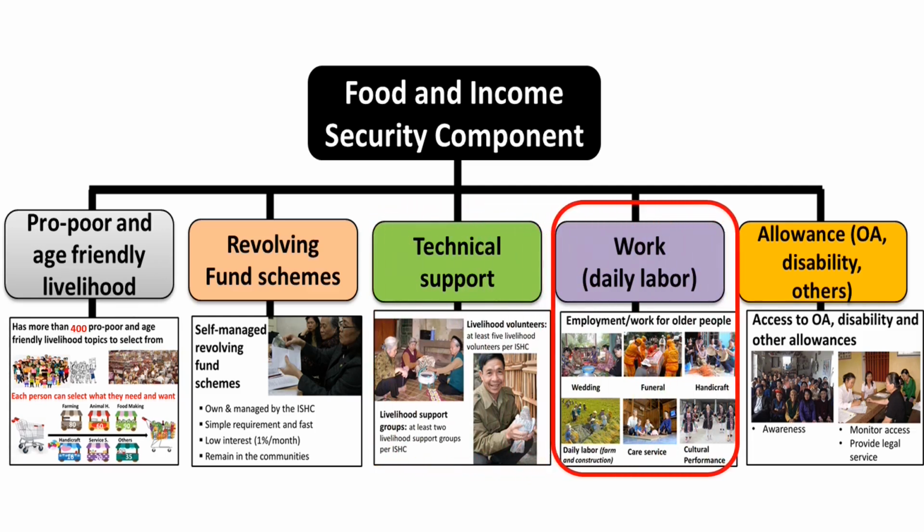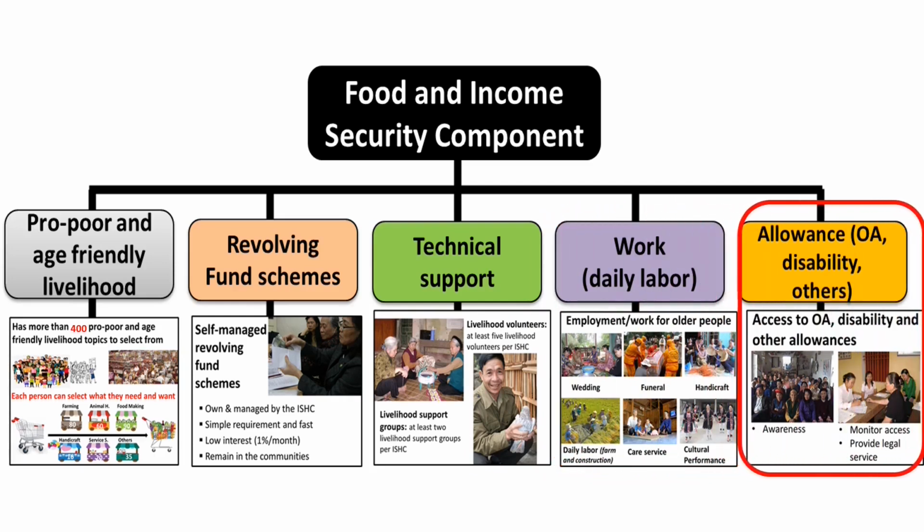Fourth is work. The OPA also helps members to find employment, or work for people that are in need of work within their communities and in local areas. Fifth and last, access to government social allowance or social pension, which consists of providing awareness on social allowance, monitoring the access, and providing legal support as needed.